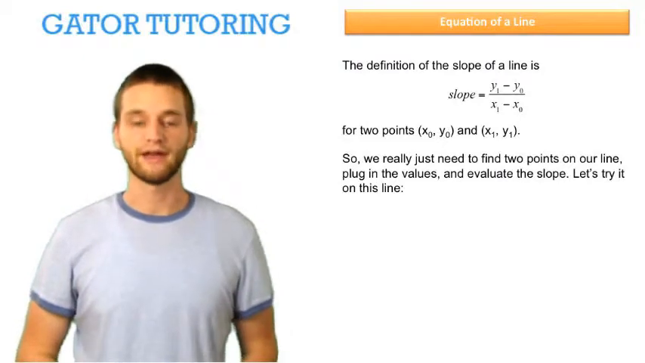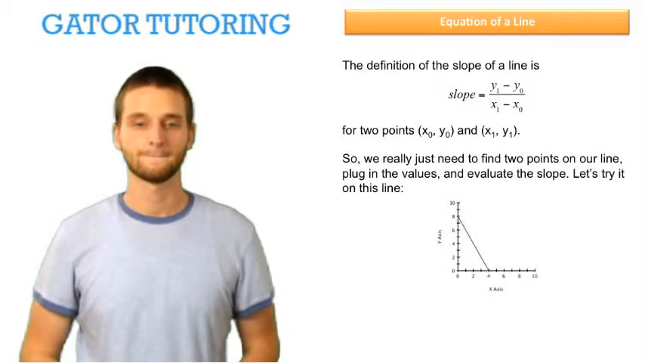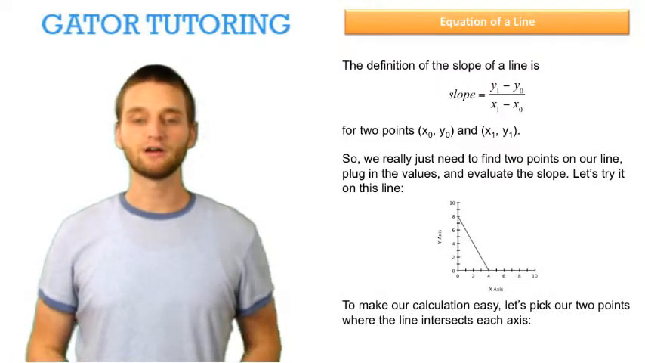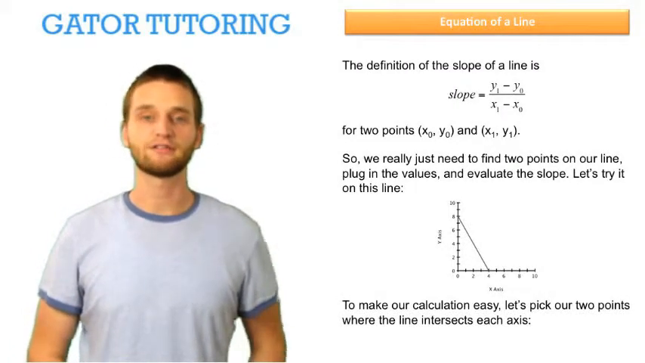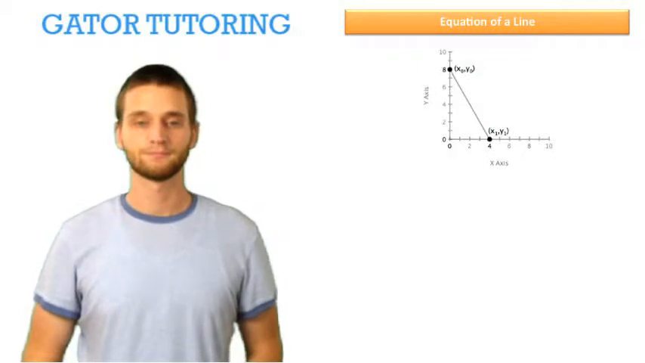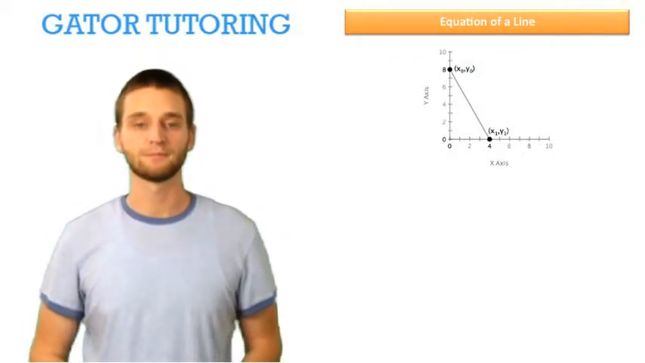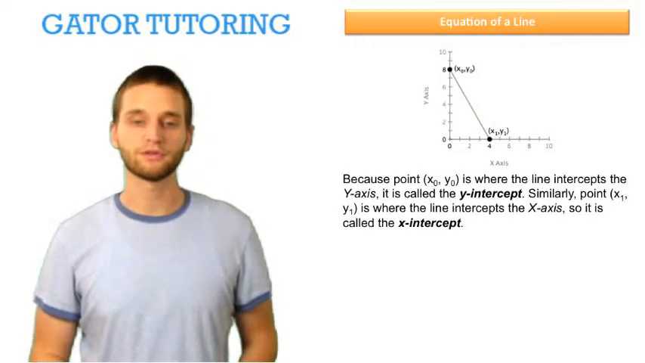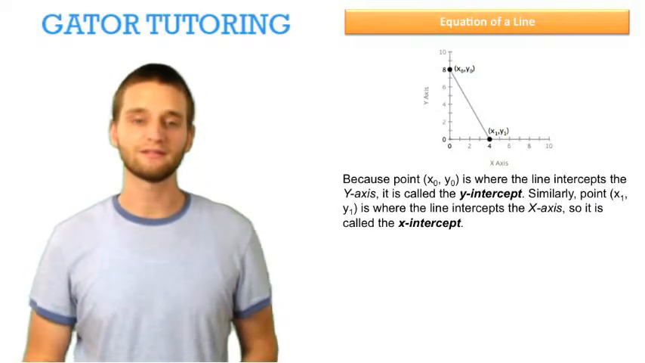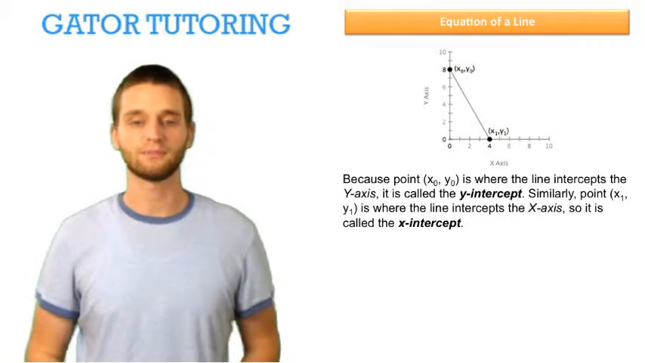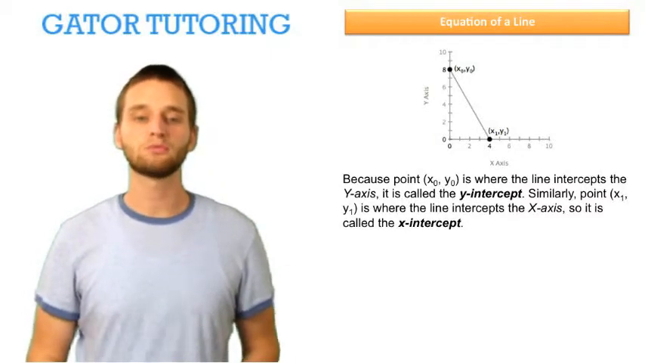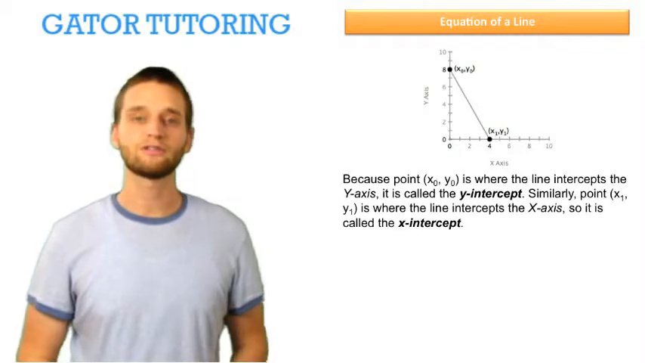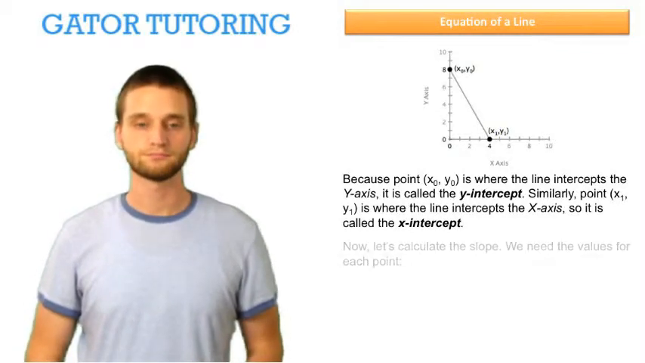Let's try it on this line. To make our calculation easy, let's pick our 2 points where the line intersects each axis. So we see those 2 points here. Because point x0, y0 is where the line intercepts the y-axis, it is called the y-intercept. Similarly, point x1, y1 is where the line intercepts the x-axis, so it is called the x-intercept.